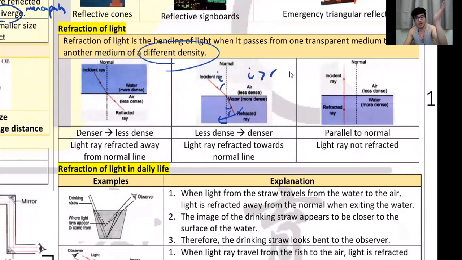Okay, they go from air to water, they bend in. So if they reverse, water to air, they go out. That's all. So if it goes straight, then go straight. There's no bending here. Easy as that.